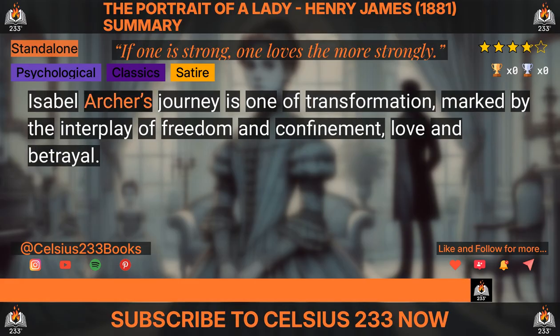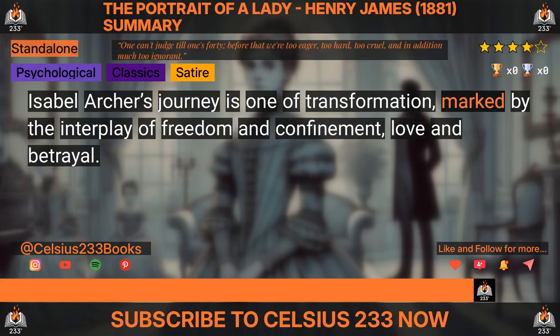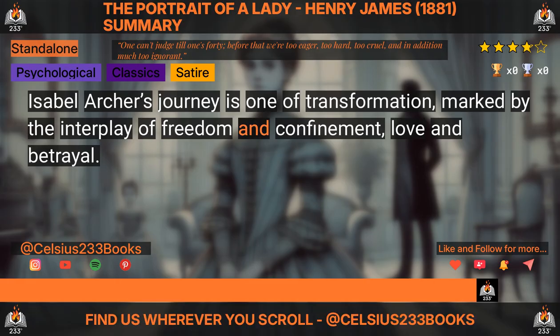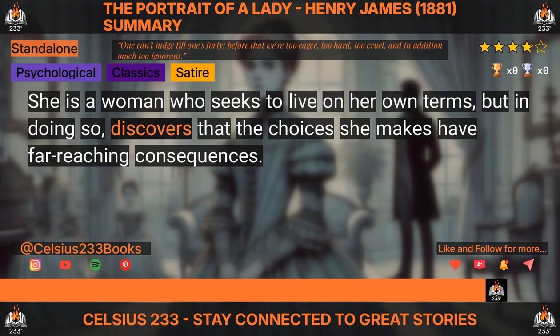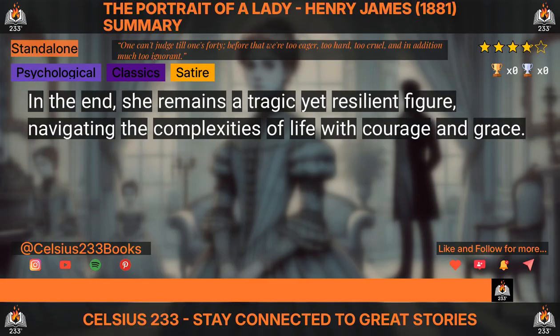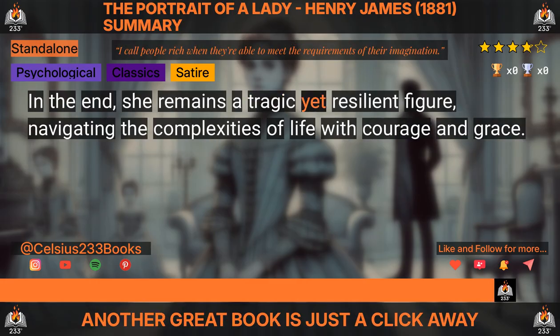Isabel Archer's journey is one of transformation, marked by the interplay of freedom and confinement, love and betrayal. She is a woman who seeks to live on her own terms, but in doing so, discovers that the choices she makes have far-reaching consequences. In the end, she remains a tragic yet resilient figure, navigating the complexities of life with courage and grace.